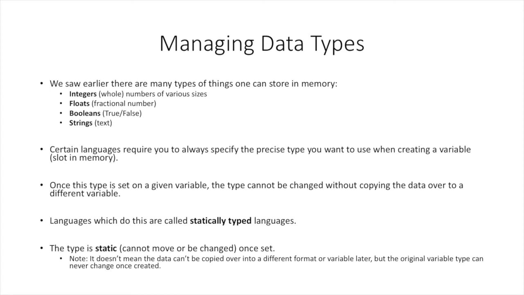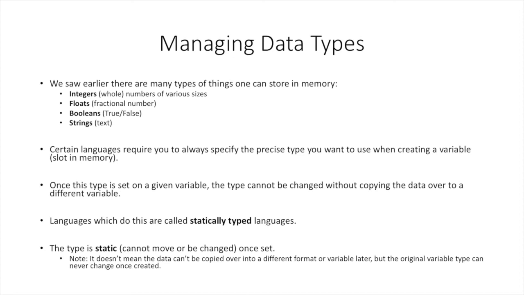Another big thing, the second other big thing that I wanted to talk about that makes languages different from each other, is we saw earlier there's many types of things you can store in memory. Like you can store integers, floats, booleans, strings. Certain languages require you to always specify the precise type you want to use when you're creating a variable, like a slot in memory that you're going to use is called a variable. And if the language has you specify that, then you can't change that type. So you say, I want a piece of memory to store a string. And then that piece of memory is now always going to be storing a string until the end of your program running, and you can't change that type.